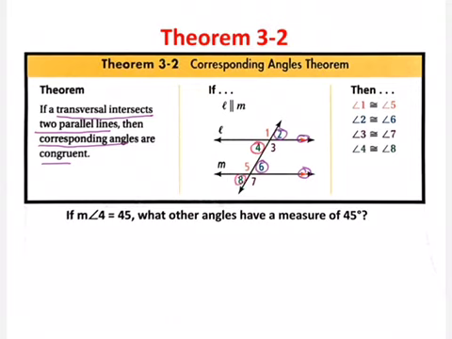4 and 8 would be congruent to each other. 1 and 5. And 7 and 3. So back to the question, it says if angle 4 is 45, what other angles measure 45? Well, I know that angle 8 has to because it's corresponding. I also know that angle 2 should because it's vertical to angle 4. And angle 6 must as well because it's a vertical angle to angle 8.